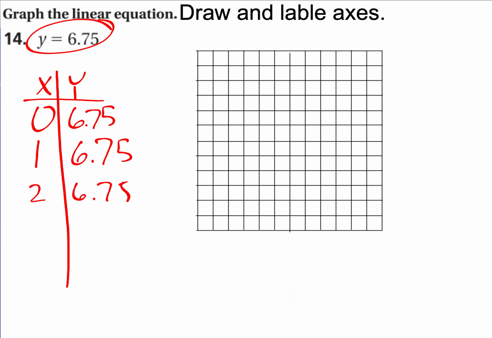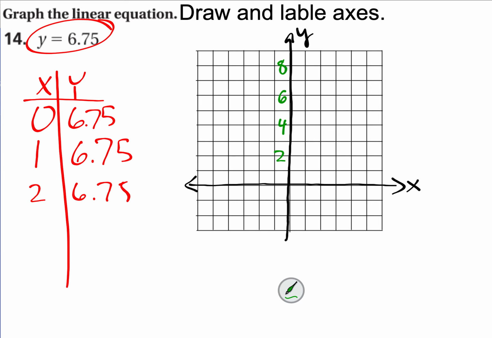Okay, as far as our graph goes, let's throw in an x-axis here, and we'll also have a y-axis. Let's put some labels on them here. Let's just count by ones, but save a little bit of time by labeling every other one. So 2, 4, 6, 8, 2, 4, 6, and negative 2, negative 4. All right, we're good. Now, graphing this, 0 is 6.75. That's a little bit under 7. 1 is 6.75. And 2 is 6.75.